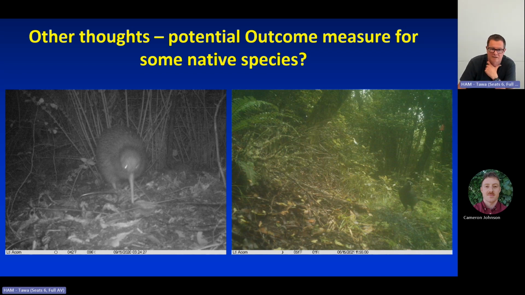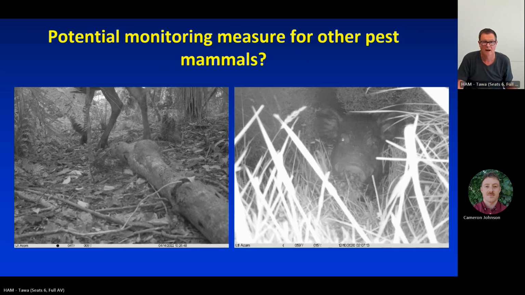I don't know if you can see in that right-hand image there, I'll get my little laser pointer, this is from Boundary Stream, that is a kōkako there. And we've actually detected a few of them there in the cameras. I don't know that it would be a particularly good method for them, but it was neat. And even in that configuration, it does have the potential for measuring other pest mammals. Certainly possums, but somebody probably needs to calibrate that for possums.